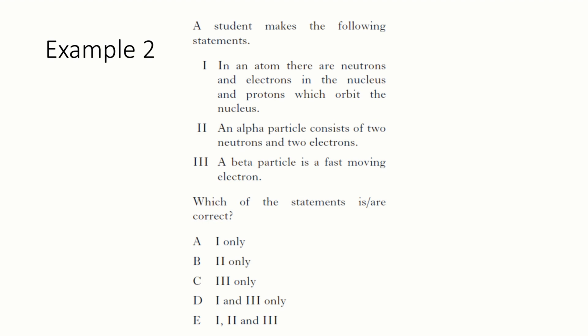Statement 2, an alpha particle consists of 2 neutrons and 2 electrons. That statement's false as well because an alpha particle is 2 protons and 2 neutrons. And the third statement, a beta particle is a fast moving electron. That one's true, so only statement 3 is correct, and your answer is C.